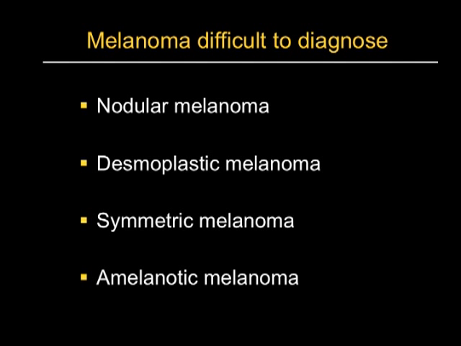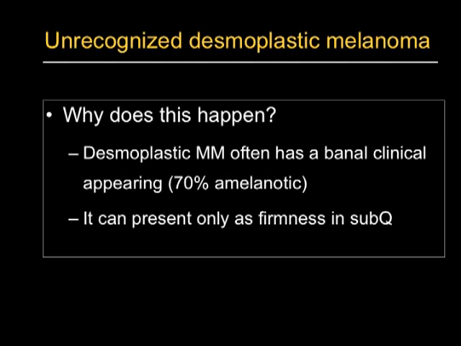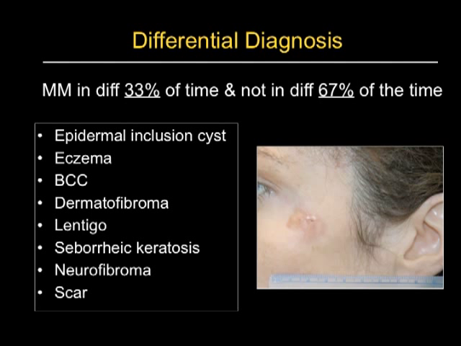The next most difficult to diagnose melanoma is desmoplastic melanoma. Desmoplastic melanomas often appear as banal lesions or can present as a subcutaneous firm mass. The fact that desmoplastic melanomas have a banal appearance is also reflected by the fact that the differential diagnosis for desmoplastic melanoma often does not include melanoma.